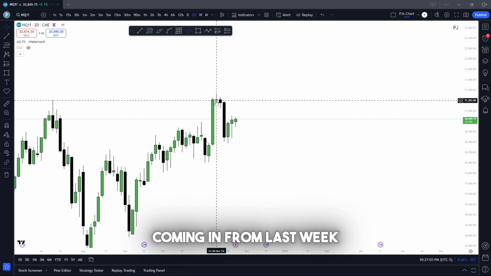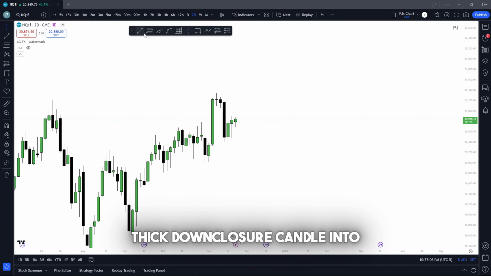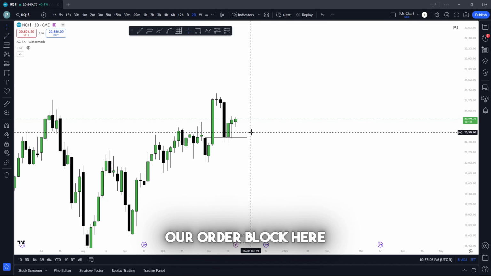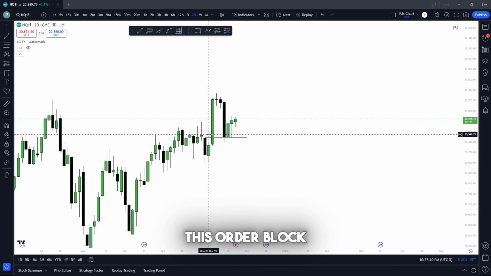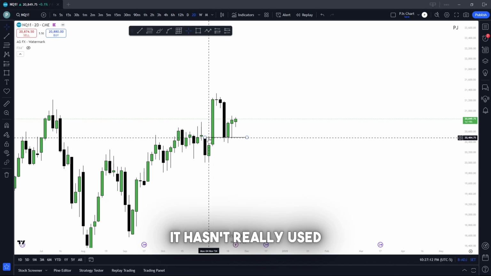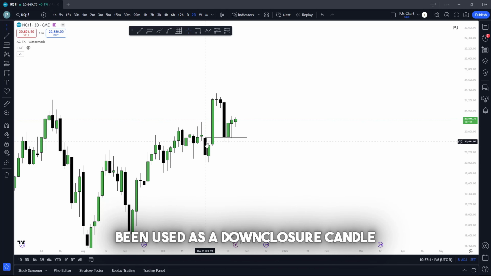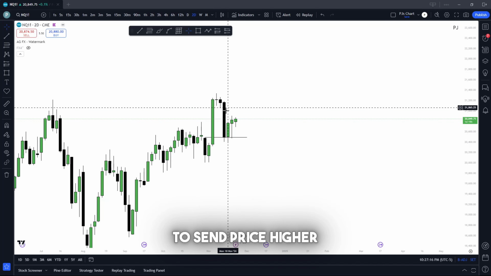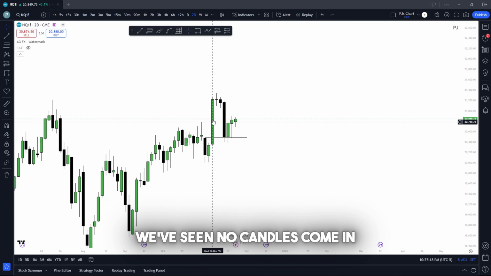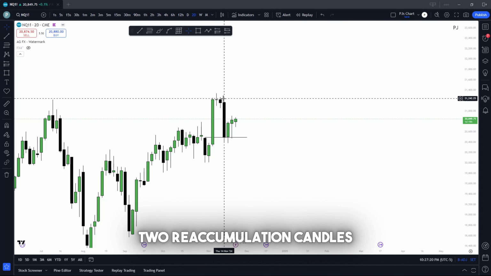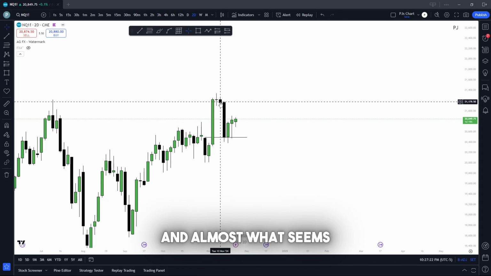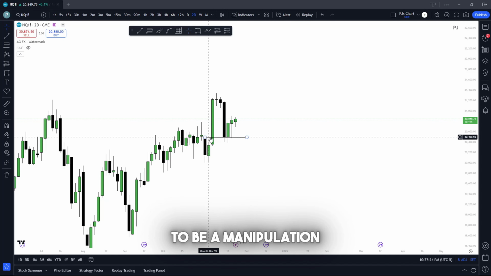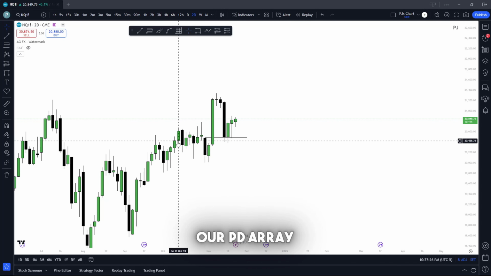Coming in from last week, we had a big thick down closure candle into our order block here. As we can see, this order block hasn't quite been mitigated. It hasn't really been used as a down closure candle to send price higher. We've seen no candles come in. We've seen our two reaccumulation candles and almost what seems to be a manipulation downwards into our PD array.